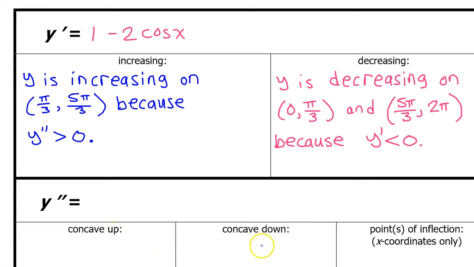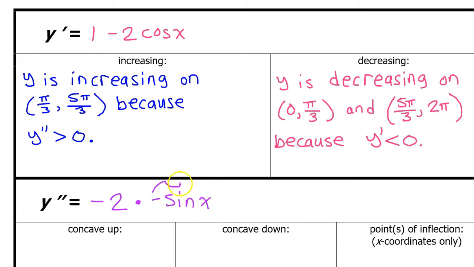However, if you're pressed for time, it may be worth the risk. For intervals of concavity and points of inflection, we need y double prime, the derivative of y prime. The derivative of 1 is 0, so we put nothing. We bring down the negative 2. And we move on to the derivative of cosine x. Memorize this rule: the derivative of cosine x is negative sine x.